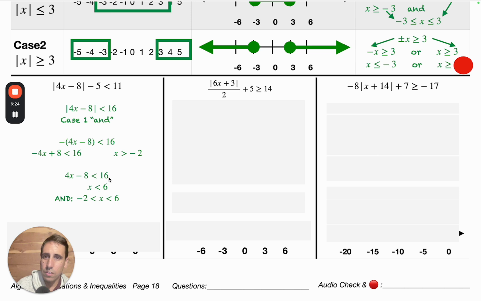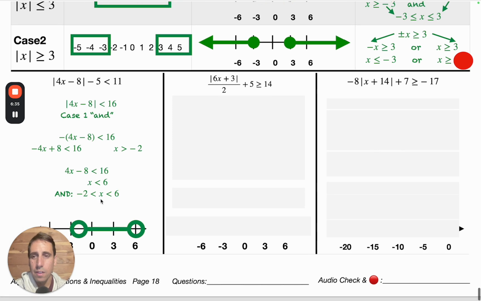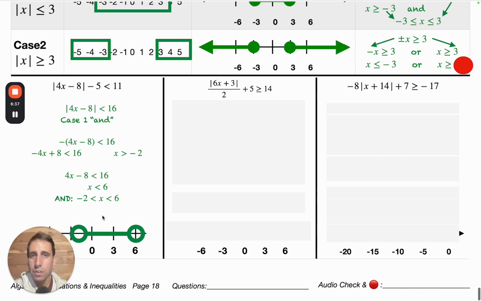So this statement, that x is greater than negative 2 and x is less than 6, they rejoin together as all the numbers that are in between negative 2 and 6, not including those. And so you can see this is what the number line would look like.